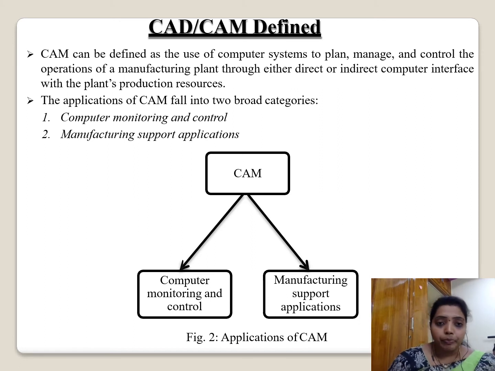Okay, the applications of CAM fall into two broad categories. The main applications of CAM are computer monitoring and control. The next one is the manufacturing support applications. In the chart form, we can write it as: CAM can be defined mainly into two types. Those are computer monitoring and control, and manufacturing support applications. Okay.